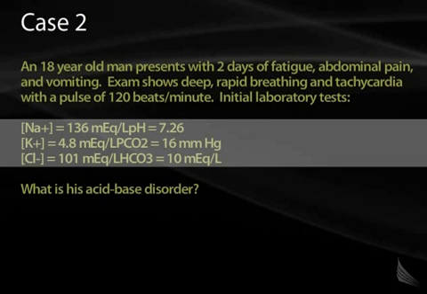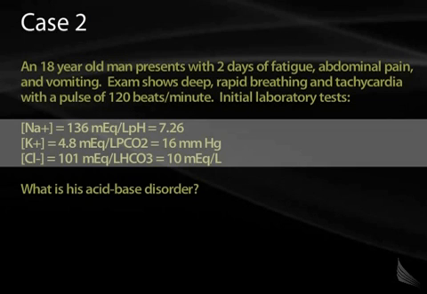Next, we look at respiratory compensation. The bicarb is dropped by 15. PCO2 should be dropped by about 20. The PCO2 is slightly lower than what you would expect, so a mild respiratory alkalosis must also be present.